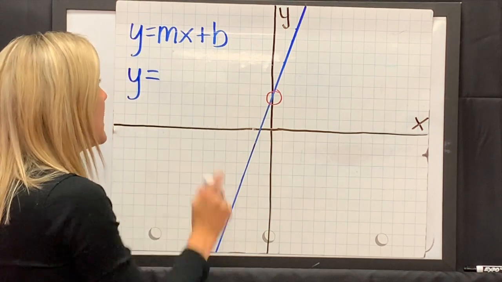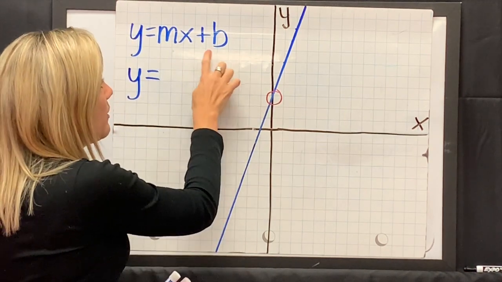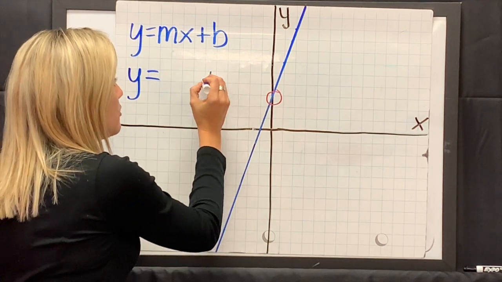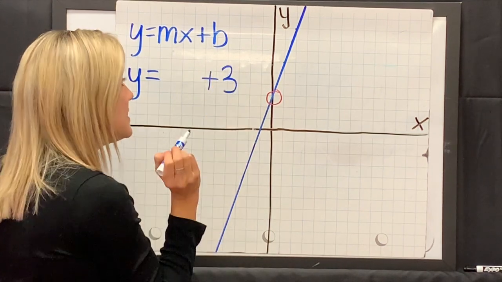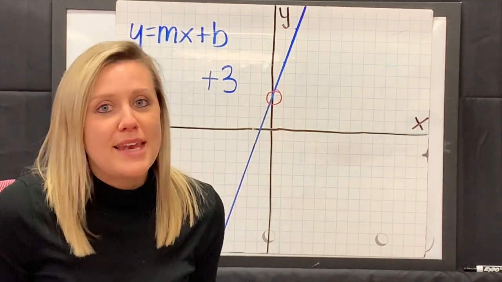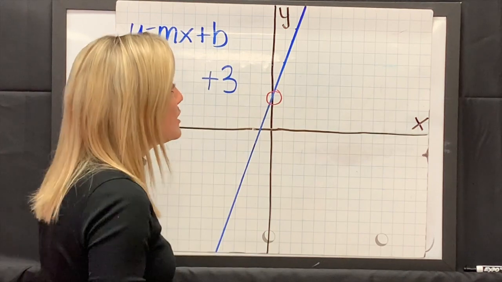So out to the right side of your equation, this part right here, that is our y-intercept, and ours crosses at 3. So we're going to put plus 3, which means positive 3. Okay, the next thing we're going to do is figure out our slope.